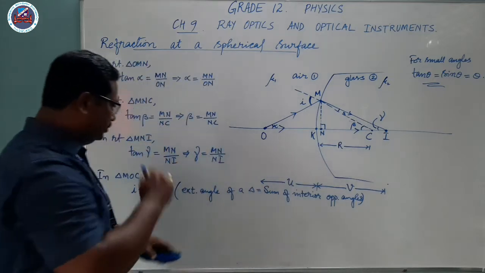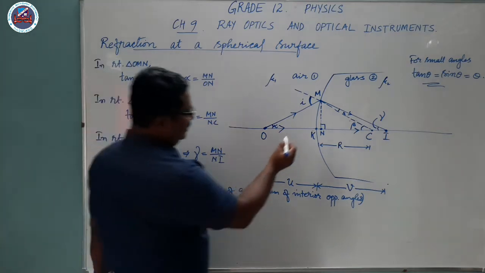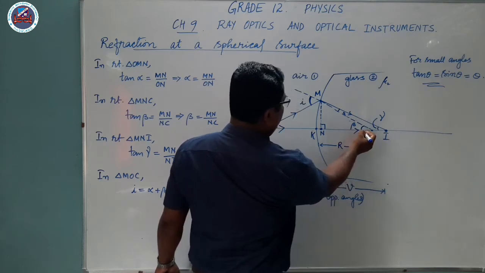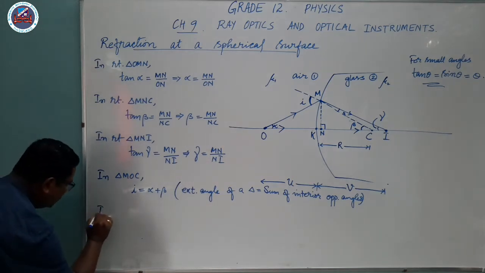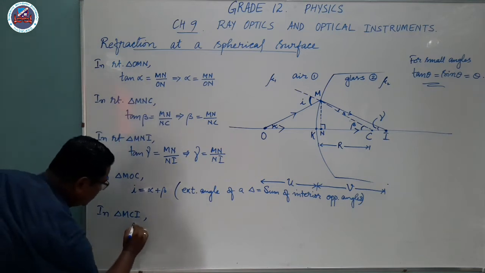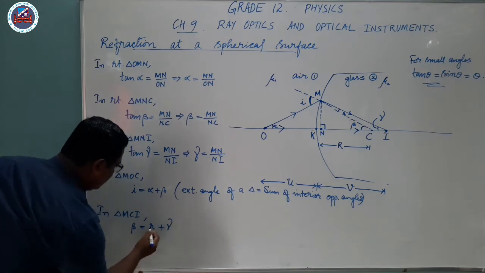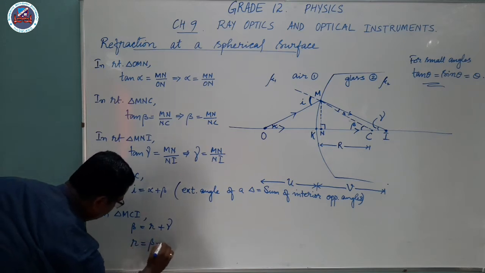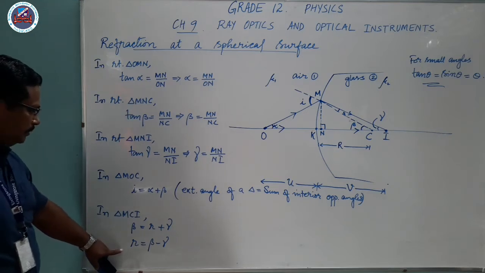This exterior angle property will use it, or you can write in short exterior angle property also. Like that, in this triangle MCI, beta is forming the exterior angle. Exterior angle beta is equal to R plus gamma. In triangle MCI, beta is equal to R plus gamma. So you can get R equal to beta minus gamma. Like this, you can find out the values of I and R.